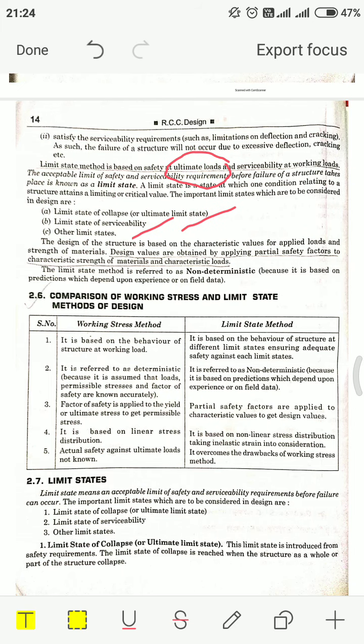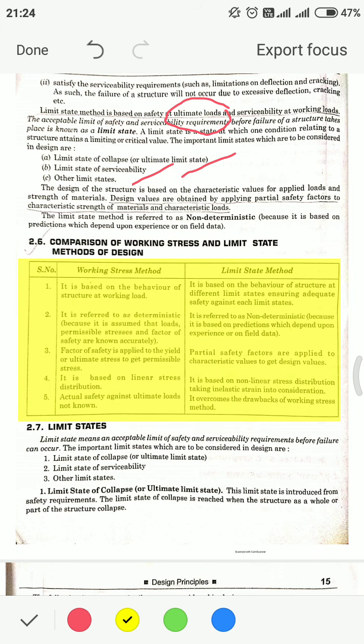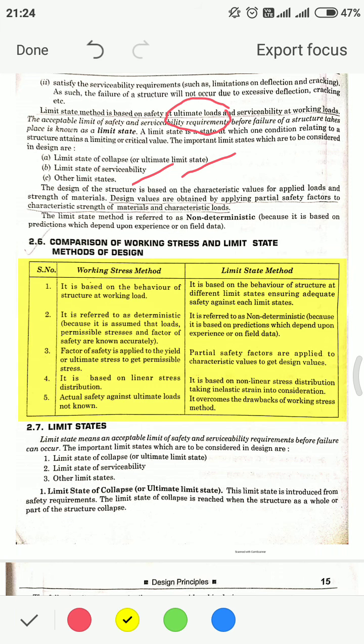So here is the comparison between the limit state and working stress. The working stress method is based on the behavior of the structure at the working load. The limit state method is based on the behavior of the structure at the different limit states, ensuring adequate safety against each limit state. The working stress method is referred to as the deterministic method. The limit state method is referred to as the non-deterministic method.